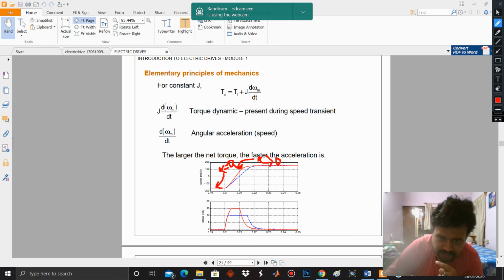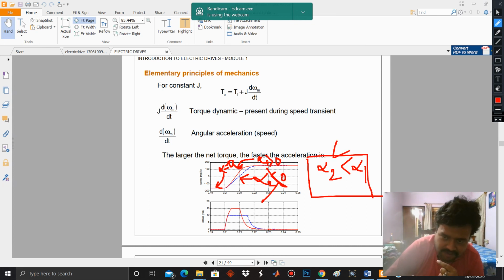And here if you change the characteristics, you see the rate of change of speed becomes slower, this blue line. So here alpha is also greater than 0. If this is alpha 1, if this is alpha 2, then alpha 2, that is the acceleration represented by the blue line, should be less than the acceleration represented by the red line, that is alpha 1. So this is nothing but motion control.